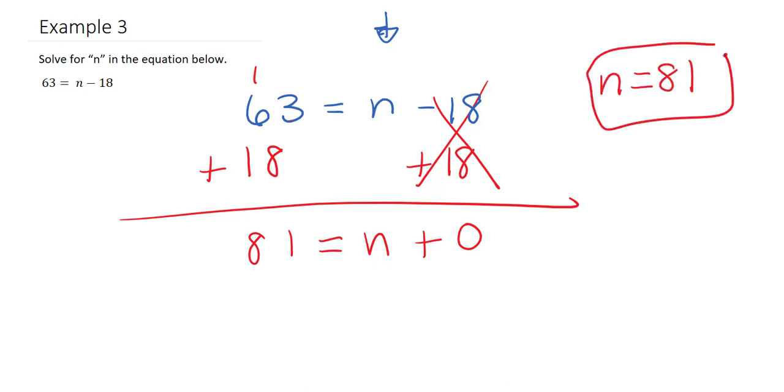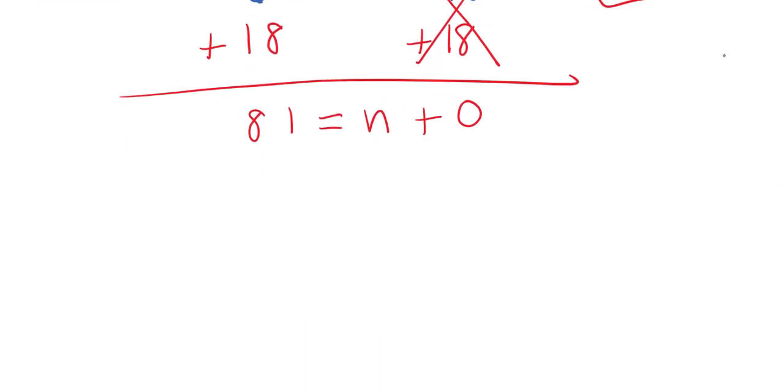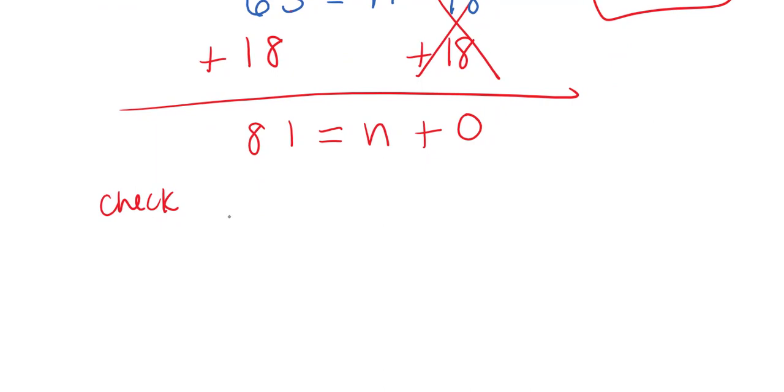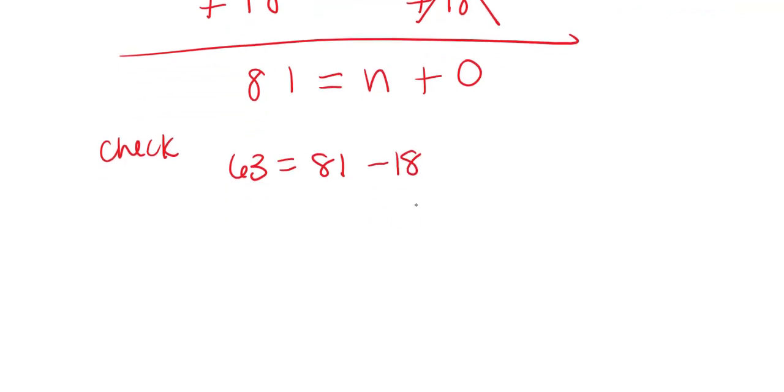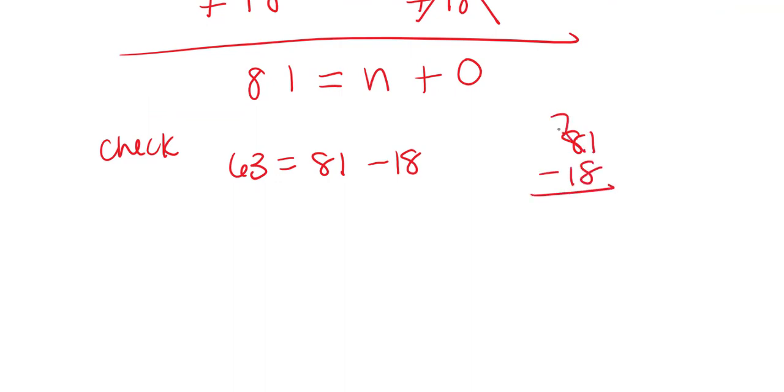And so we can go ahead and check this. So let's check, right? So if this is 63, and if this is 81 minus 18, let's solve for that. And that's 63. So therefore, this checks out.